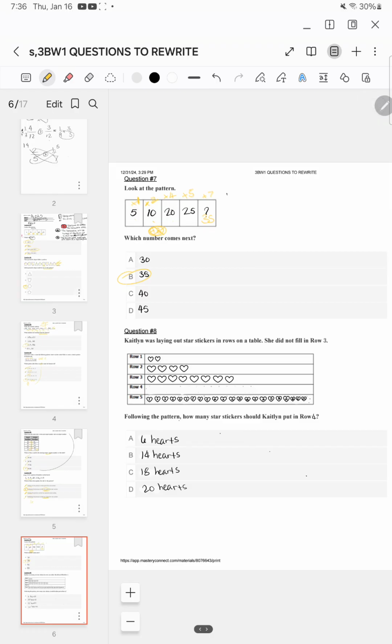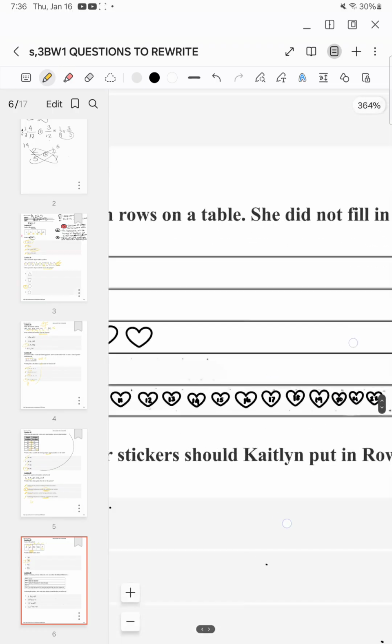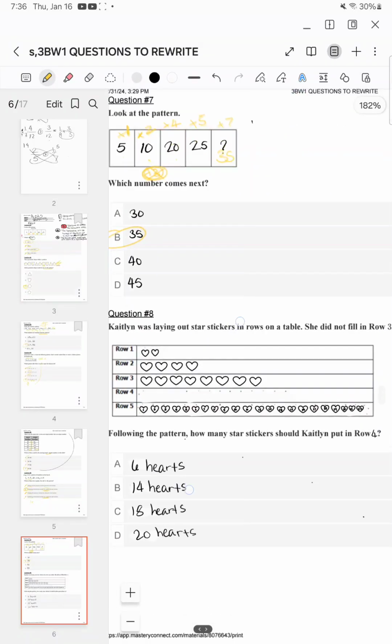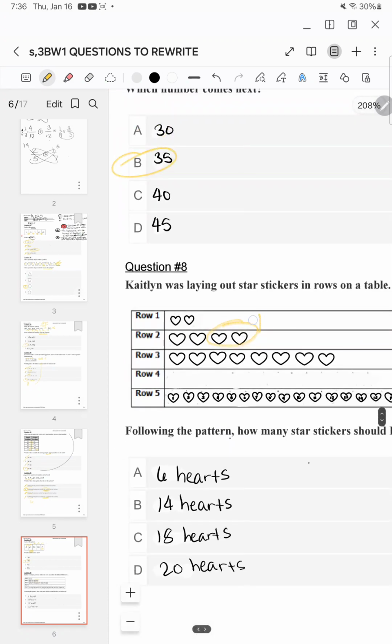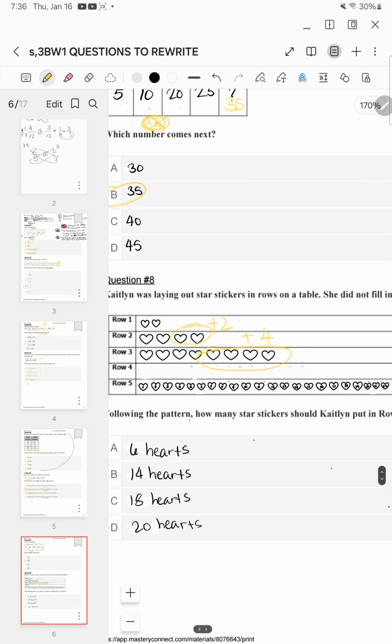Alright. Kaylin was laying out her stars in rows. She did not fill row 3. So let's look at this here. I see she had 2 hearts, right? Then she had 4. So I see she added 2. And then she has 4. So that means she added 4. And really, honestly, it's like 2, 4, 6. So that means she would add 6 more to whatever was already there.